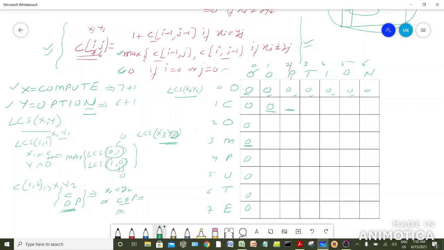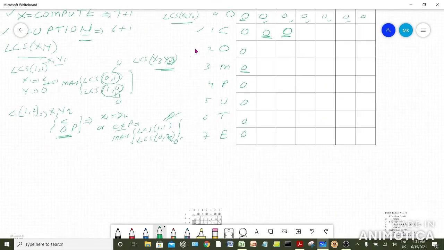What does the second condition say? We need to choose the maximum amongst LCS of 1 and 1 and LCS of 0 and 2. Now this value is equal to 0, and 1 1, just have it from the table. How much is 1 1? It is equal to 0. So 0 or 0 out of these two, which is the maximum? That is equal to 0.